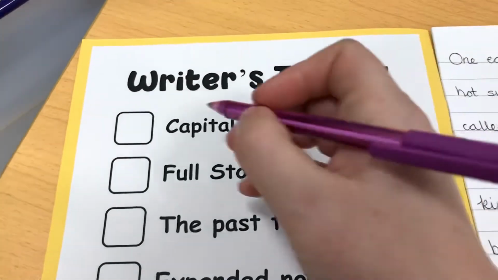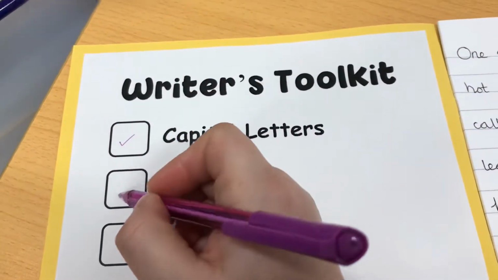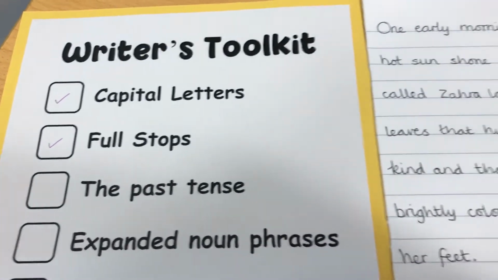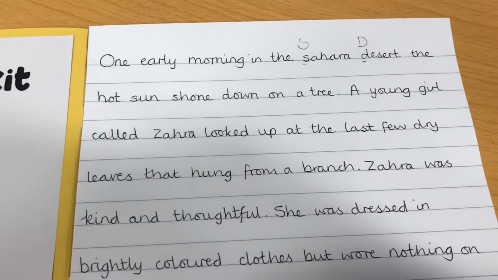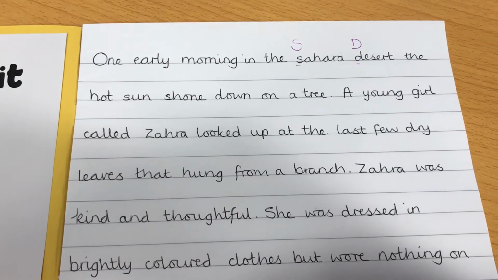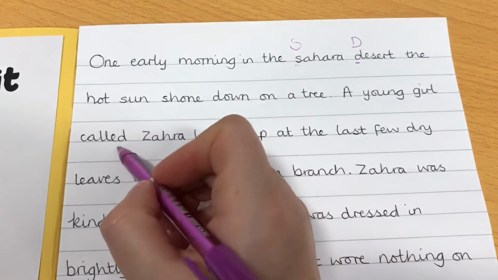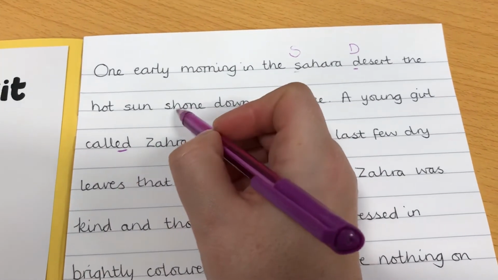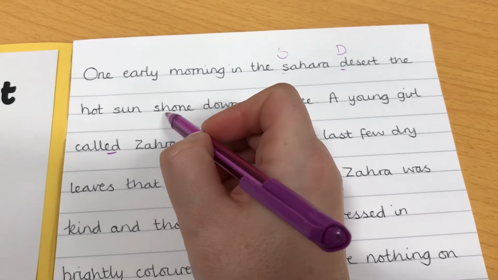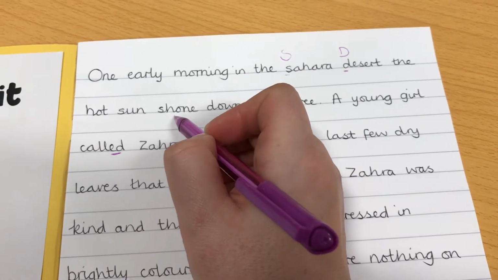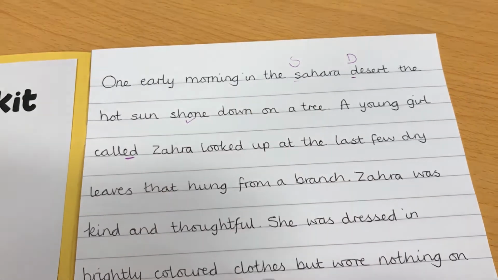I've checked my capital letters and I've checked my full stops. Next I'm going to check the past tense. So I know that if I'm writing in the past, I'll be using the verb was, and then my other verbs will end in ED. So I've got called here in ED. Shone is also past tense. Yesterday I shone, today I shine. So I know that that is a past tense verb.